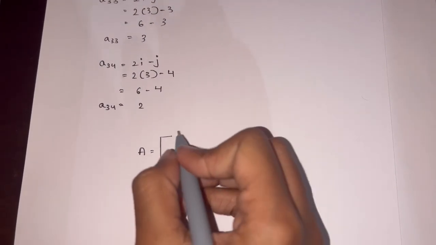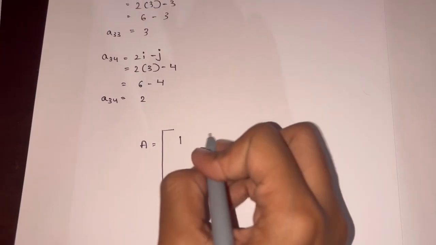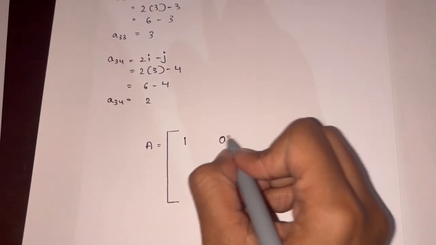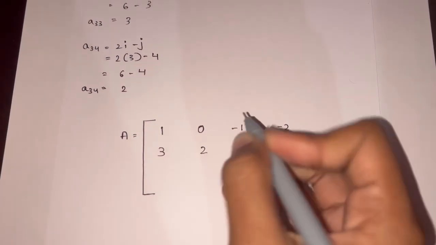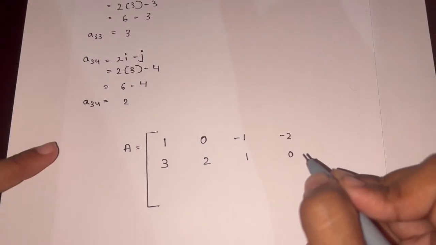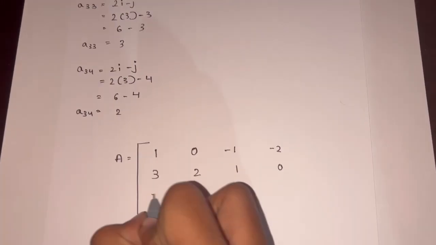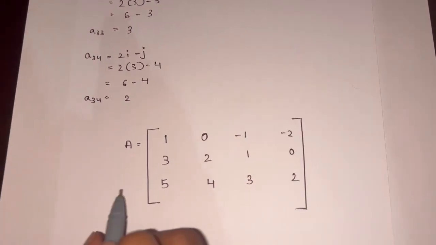Finally writing down all the values in the matrix. Replacing all the values, we got 1 in place of A11, 0 in place of A12, then minus 1, then minus 2. The second row is 3, 2, 1 and 0. Then finally writing down the values of the third row: it is 5, 4, 3 and 2. We got the A matrix.